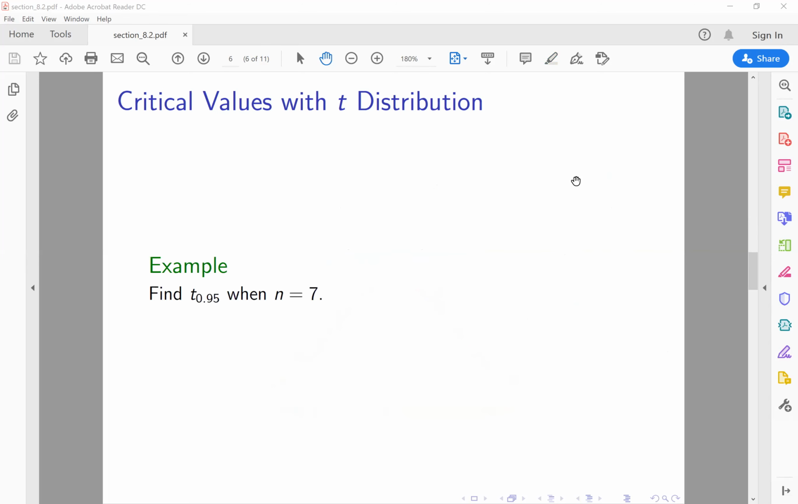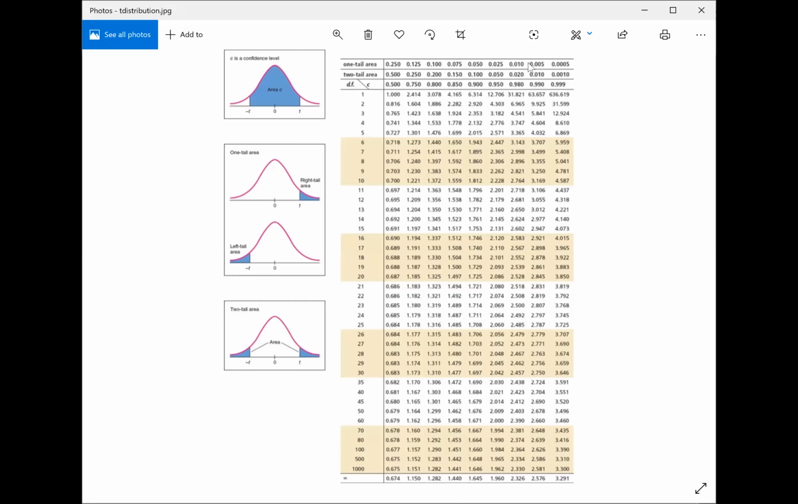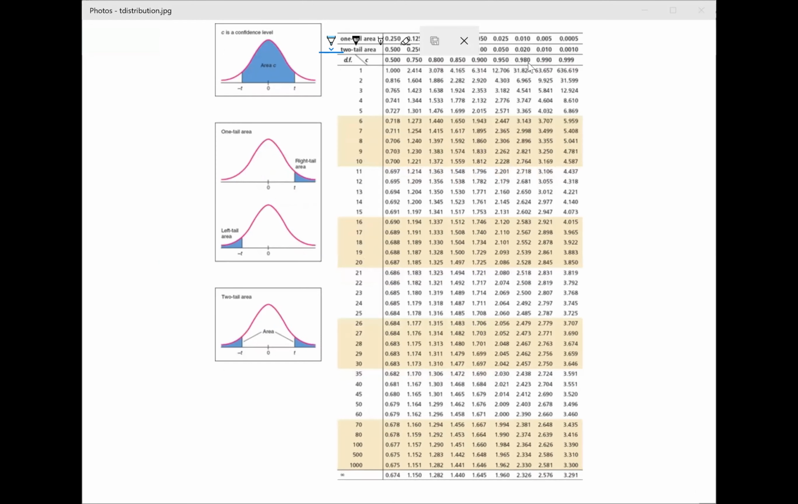So let's look at this table and find t_0.95 with n equals 7. One thing you're going to want to observe here is that when n is 7, this tells us that we have n minus 1, which is 6 degrees of freedom. So in the table, we care about degrees of freedom, not the sample size. So let's go to our table. And what we see is, okay, we're interested in c equal 0.95. That's this part right here.